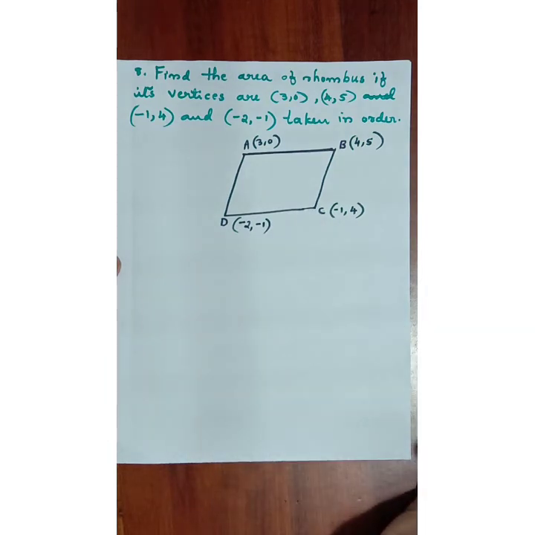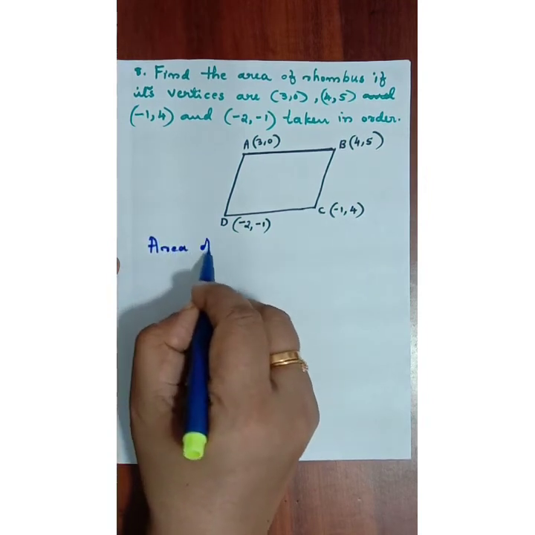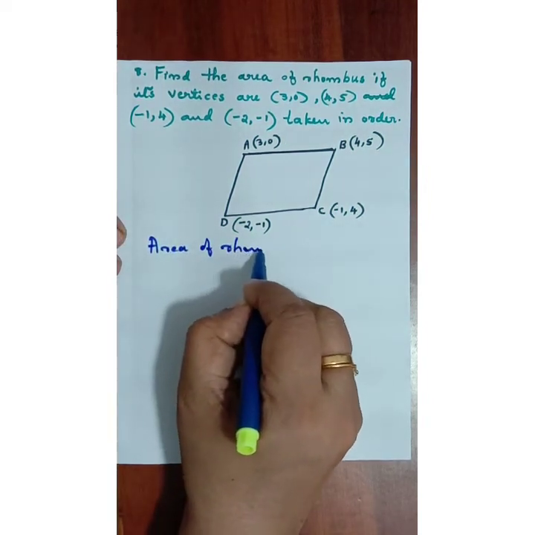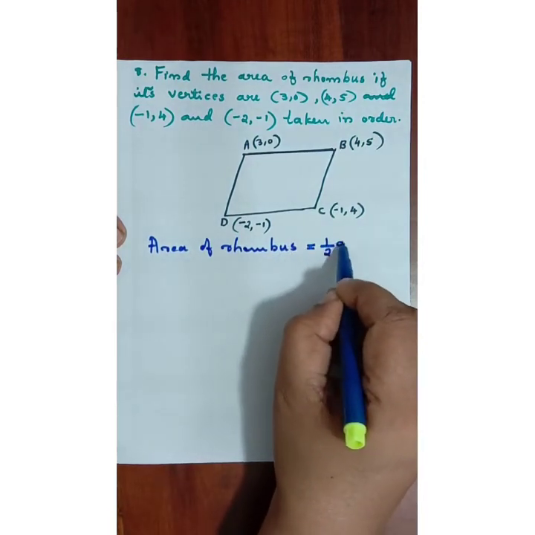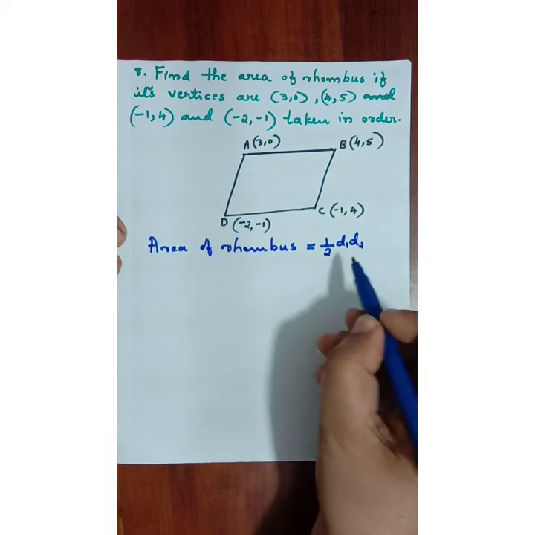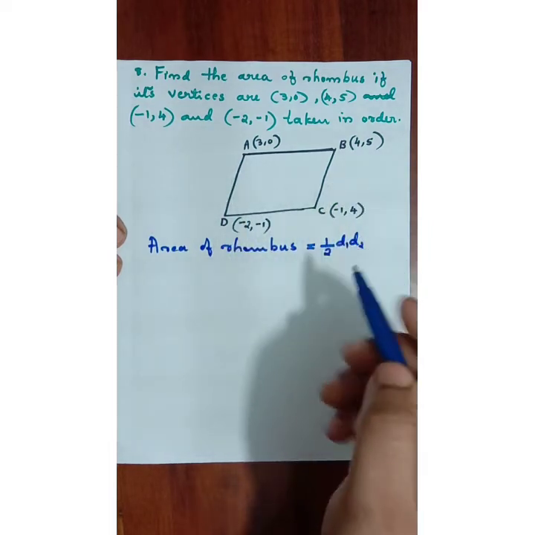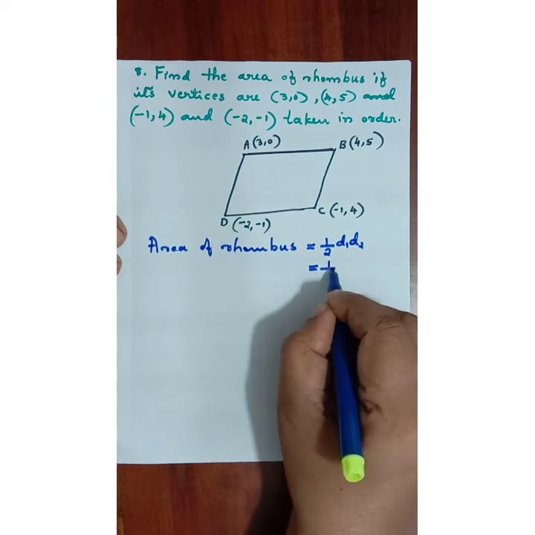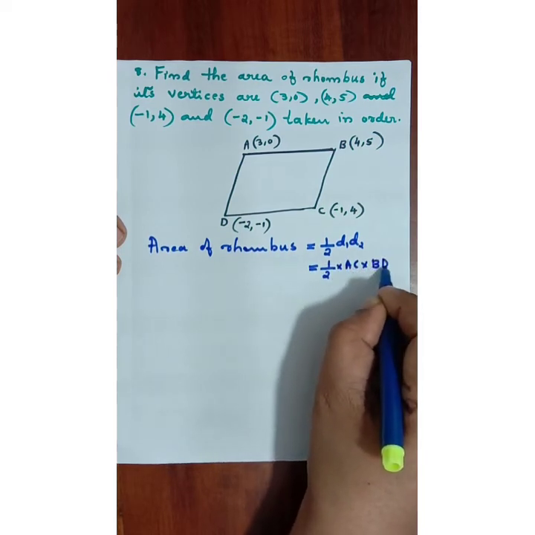Area of the rhombus, already you have learned. Area of rhombus formula, what is that? Area of rhombus equals half D1 D2, do you remember? D1 is the diagonal, let it be AC. The other one is BD. Half into AC into BD we can write.